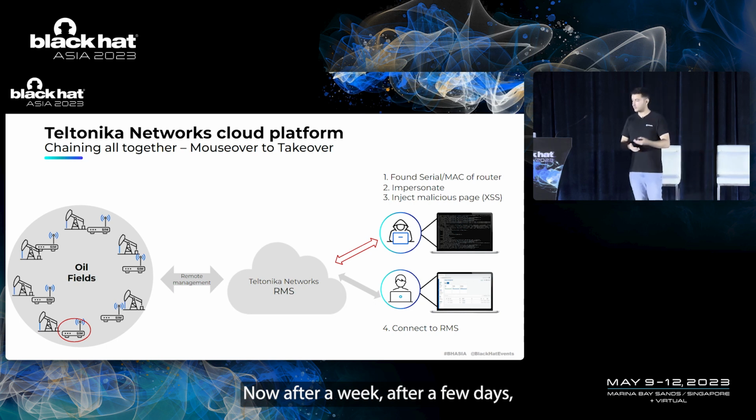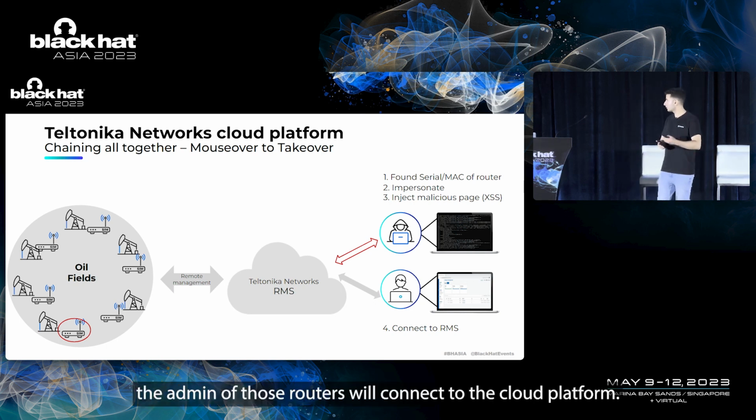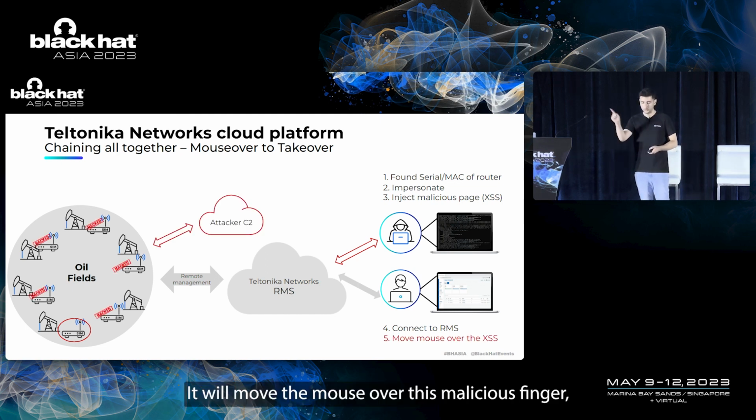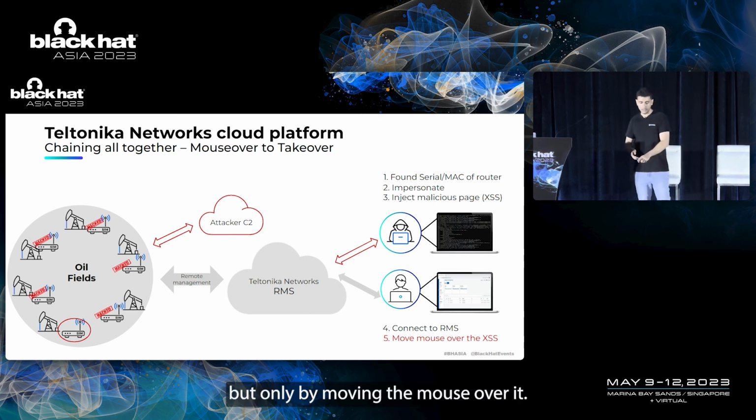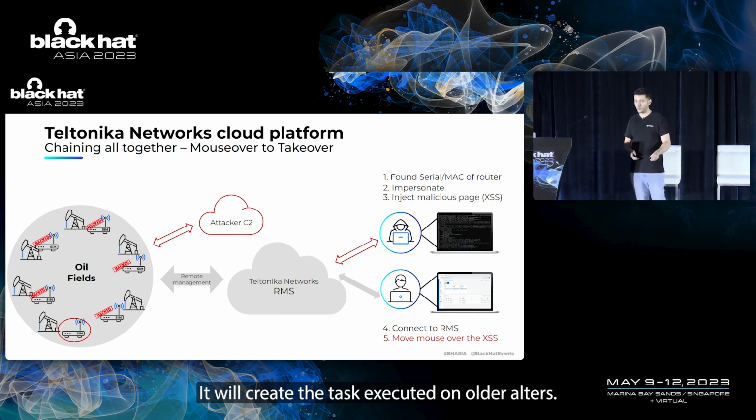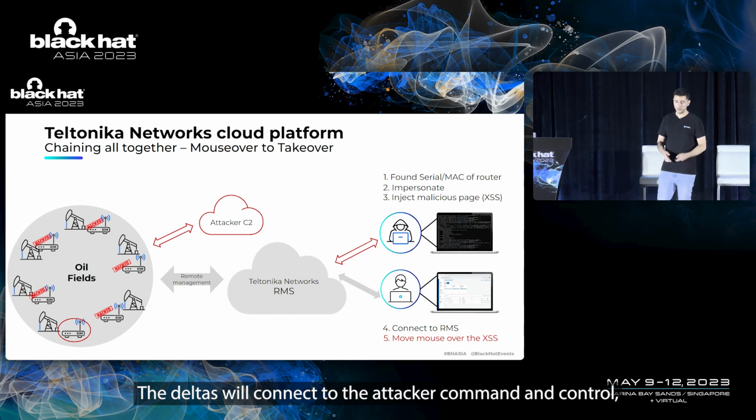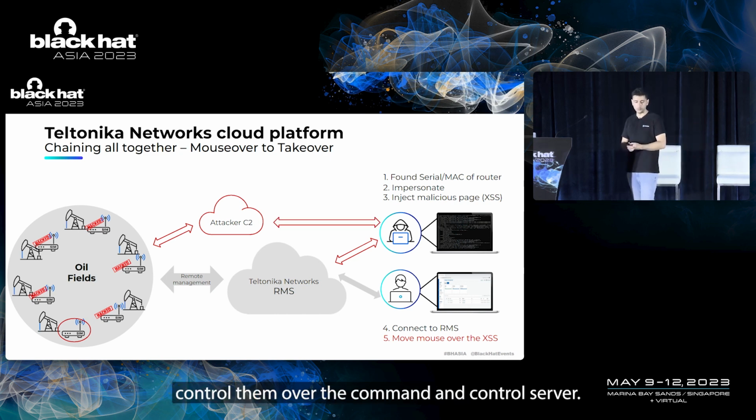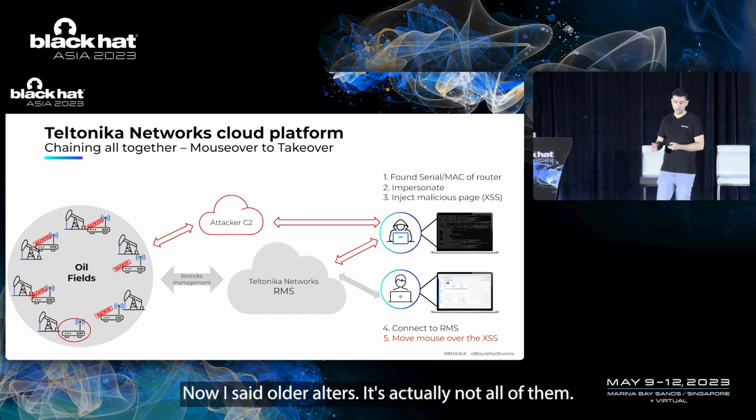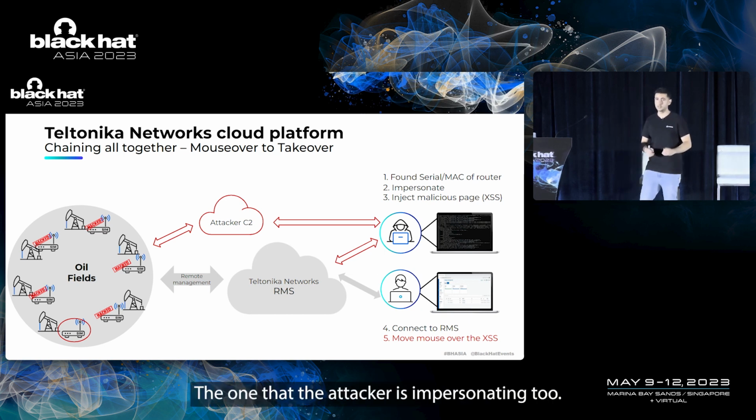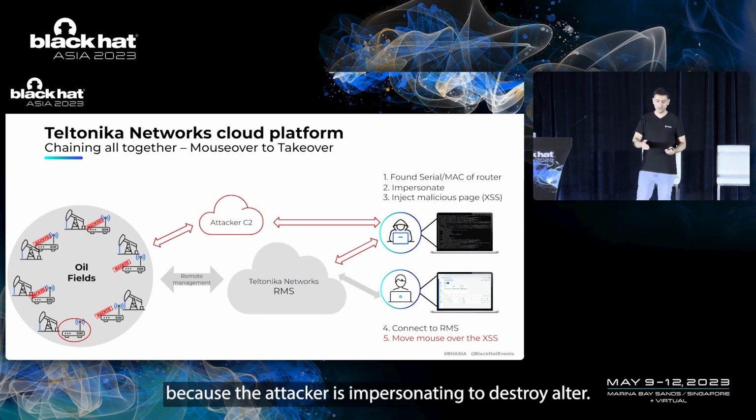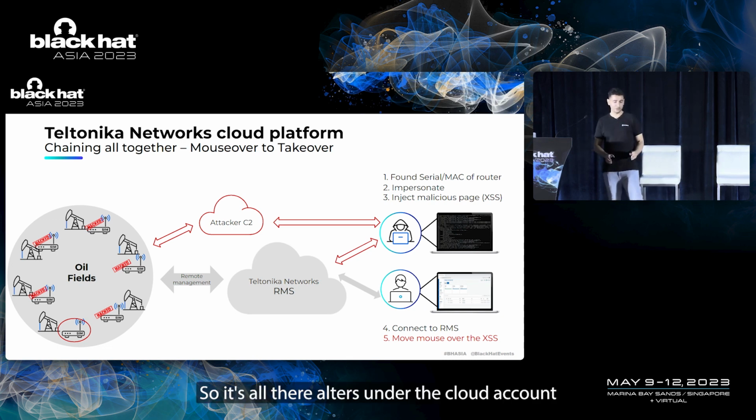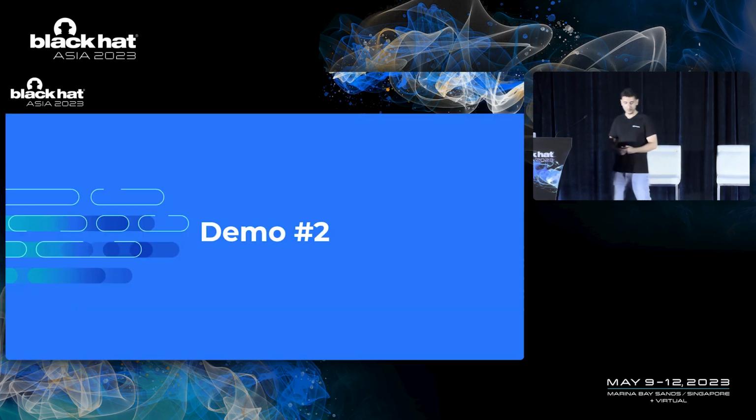Now, after a week, or a few days, the admin of those routers will connect to the cloud platform. He will move the mouse over this malicious firmware version, but only by moving the mouse over it, it will create the task and execute it on all the routers. The routers will connect to the attacker's command and control server, and the attacker can fully control them. Now, I said all the routers. It's actually not all of them. It's all except one, the one that the attacker is impersonating, because the command for this router will be sent to the attacker. So it's all the routers under the cloud account except the one that the attacker is impersonating. Let's see the demo now.